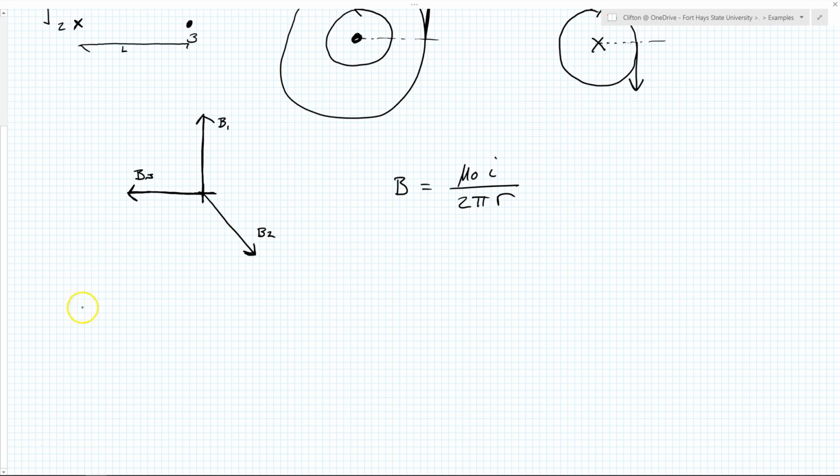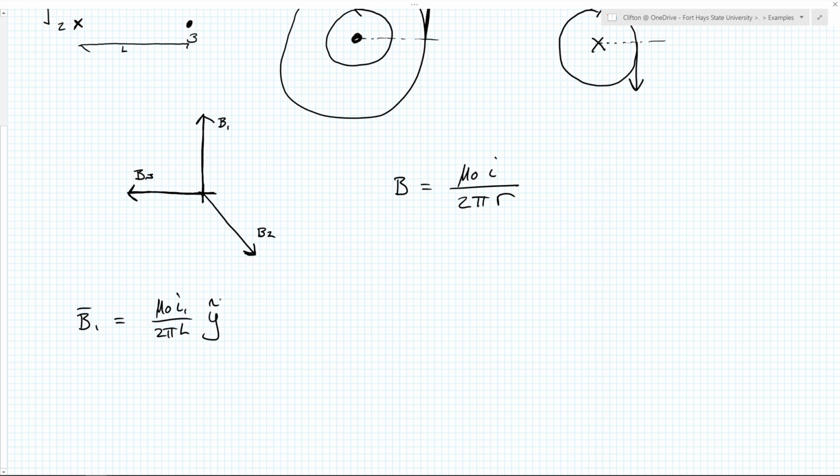So for the magnetic field due to current 1, it's going to be simple because it just points in the y direction. So the magnetic field strength, current 1, if we look at the figure, current 1 is a distance L away from the observation point. So its magnitude is going to be mu naught I1 over 2 pi L. And its direction is in the plus y direction. So we put a little y hat there.